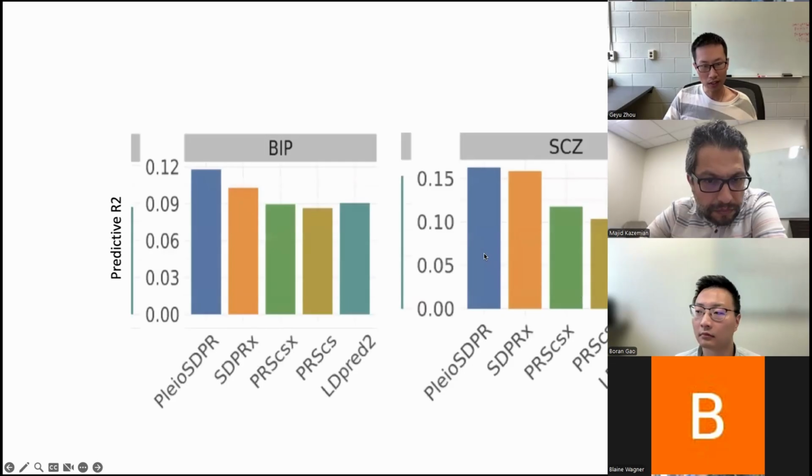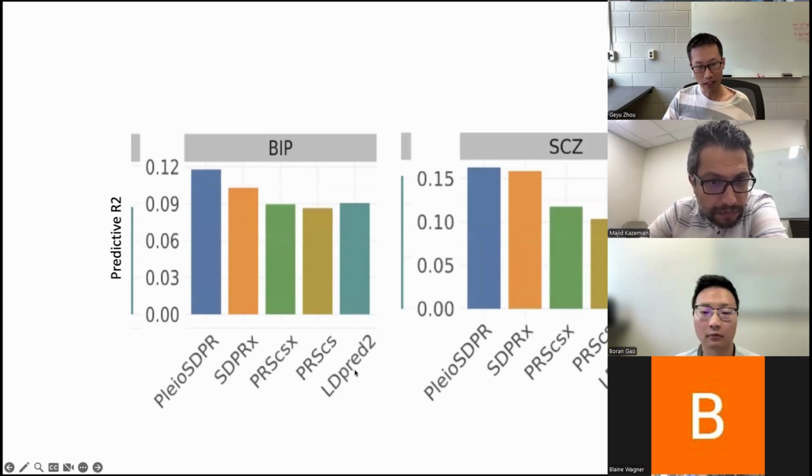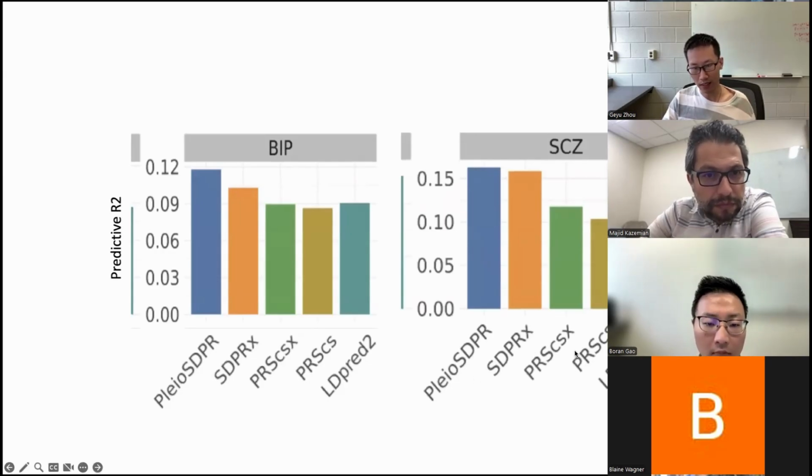And we are able to show that the newly proposed method called Pleio-SDPR is able to improve over other predictive models, including our previously developed SDPRX and PRS-CSx.